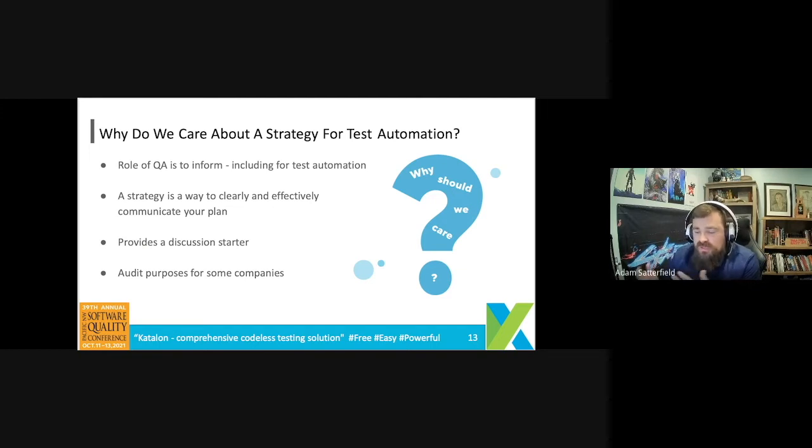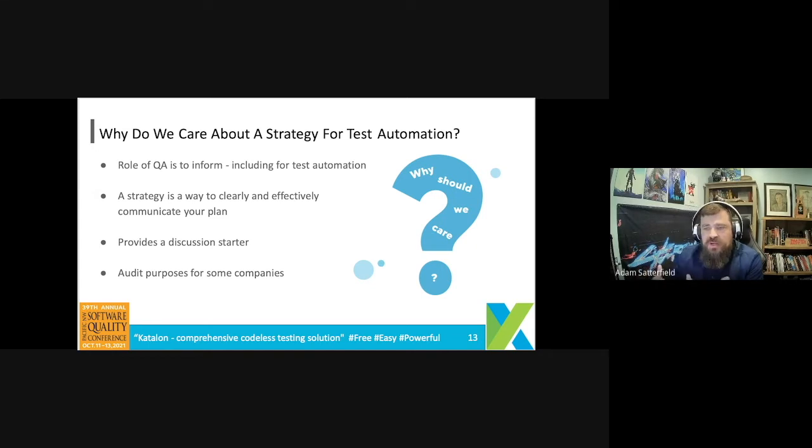So, we talked a little bit about what happens when you don't have an overall test strategy, as well as finding out that a test automation strategy is really just a smaller piece of your larger test strategy. So why do we really care about a strategy for test automation then? I believe it is the role of quality professionals to inform. We inform on the risk, we inform on the capabilities, we inform on the functionality. And test automation is a very strong way to have a reliable, repeatable process to inform.